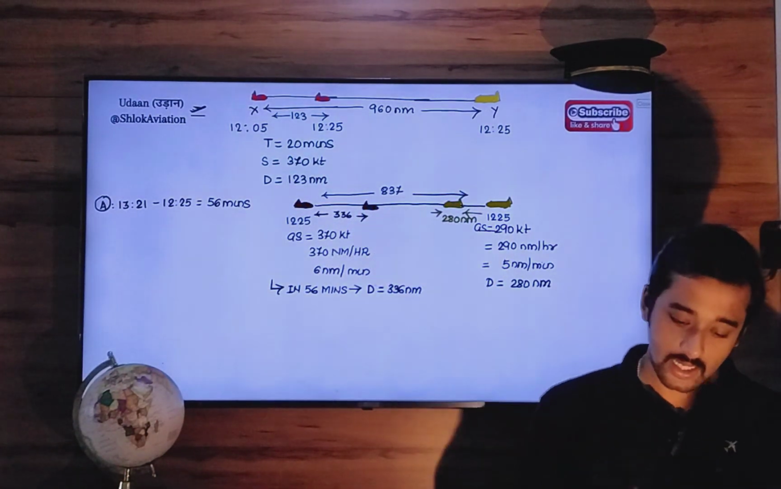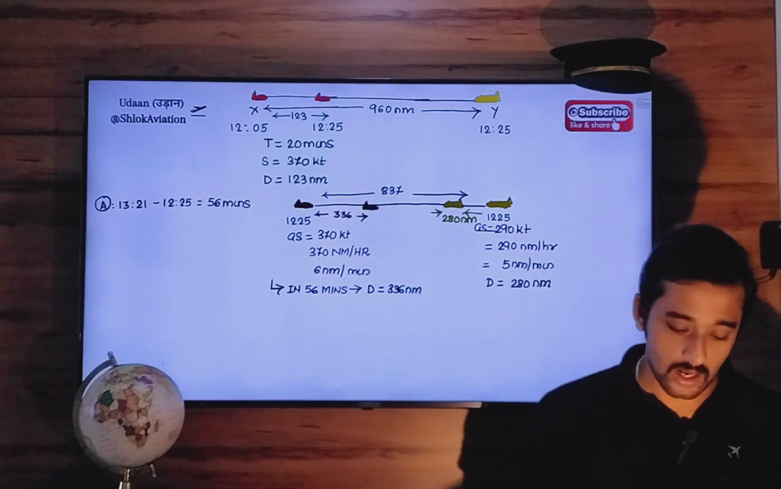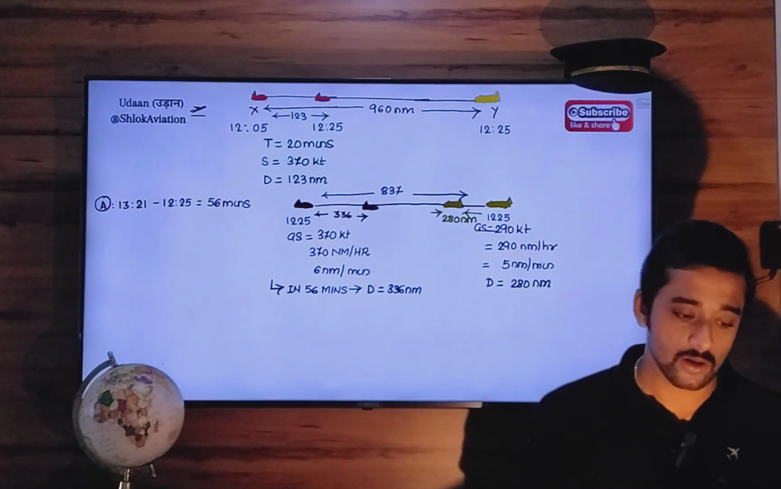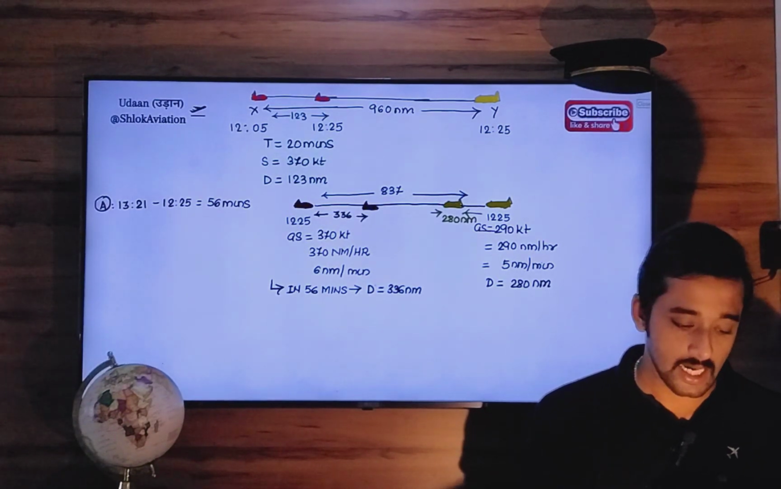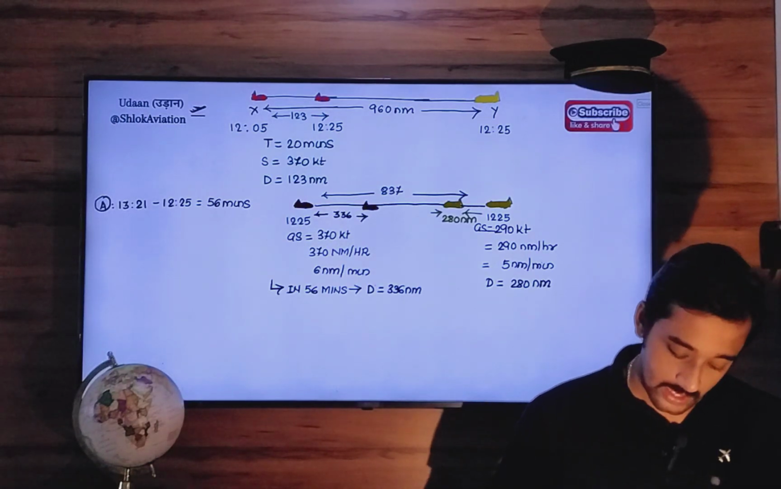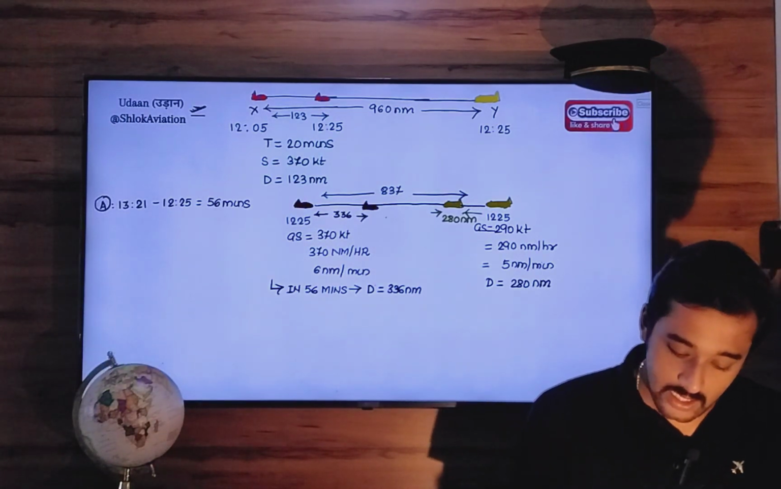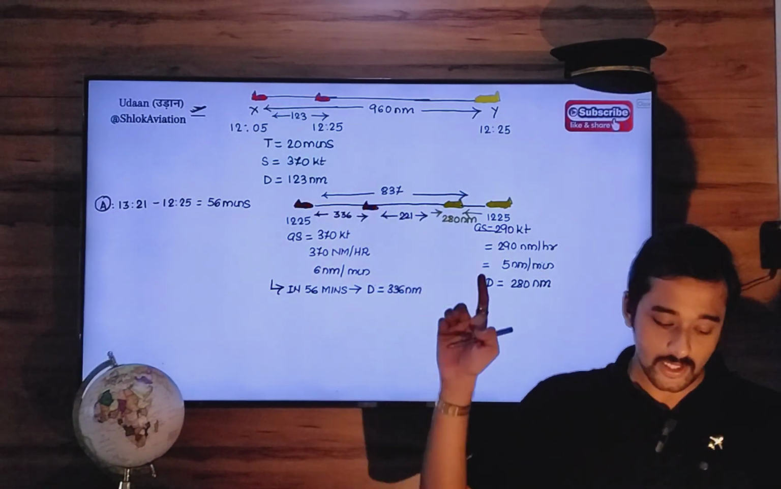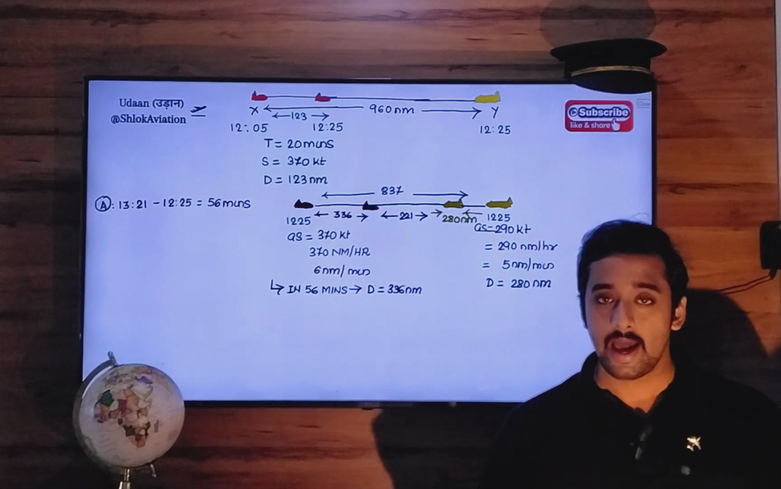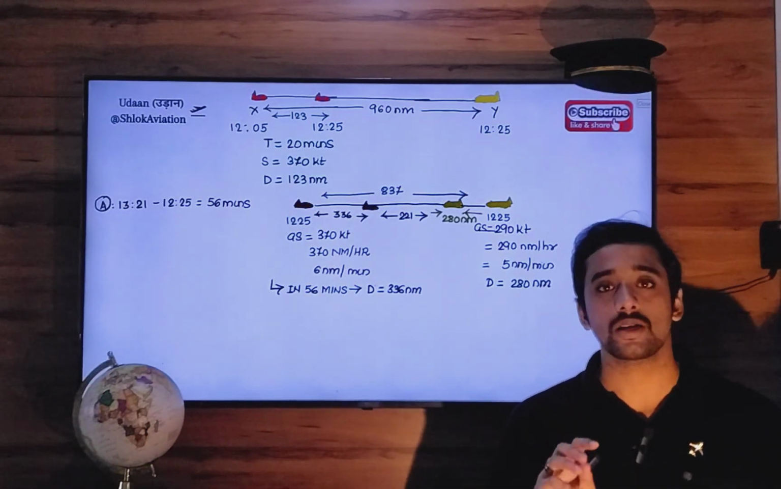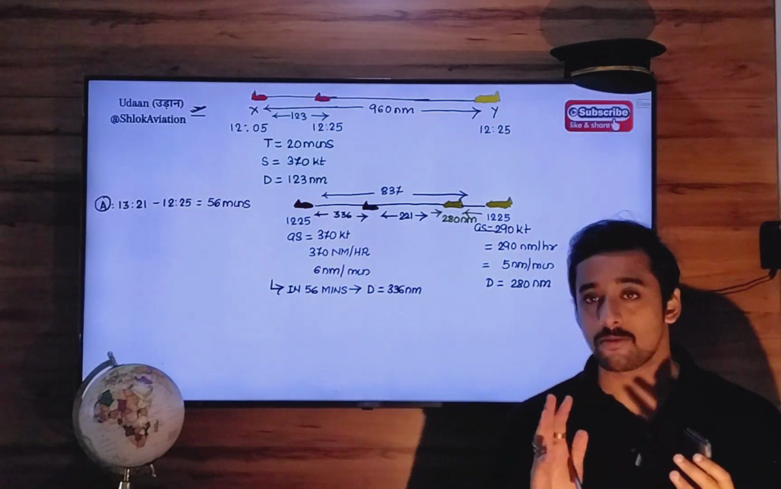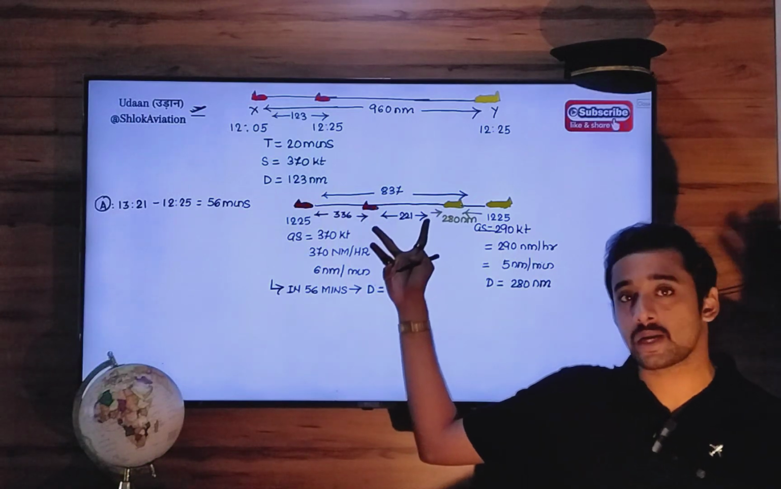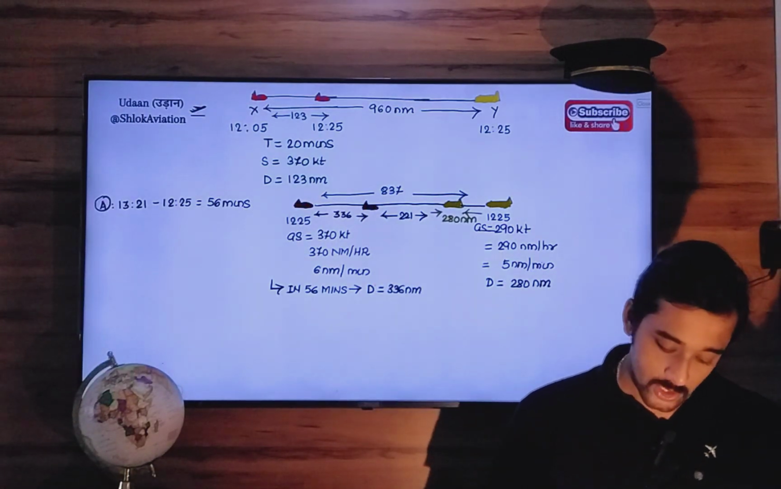The remaining distance: 280 plus 336 is equal to 616, and 837 minus 616 is 221. That means still there is a distance of 221 nautical miles between the positions of these two aircraft. So that means option A is the wrong option. At 13 hours 21 minutes, these two aircraft won't pass each other because there is still so much distance left between them. Now let's check option number 2.